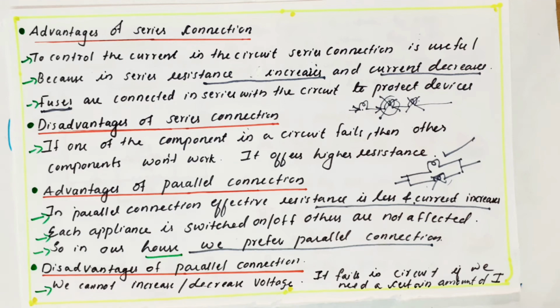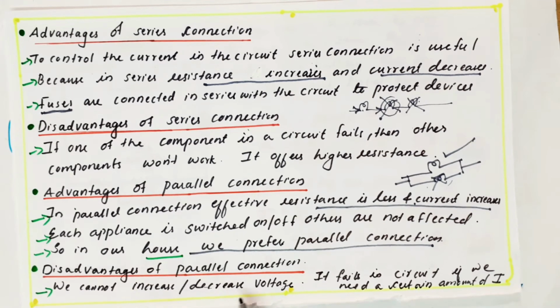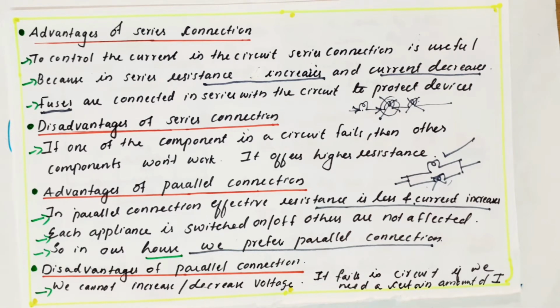That all are getting very difficult here. So a disadvantage is we cannot increase or decrease the voltage. It fails the circuit if we need a certain amount of current. Because it's already got split, but I need some more current, it will be difficult. So just remember there are advantages and disadvantages of series and parallel connection.